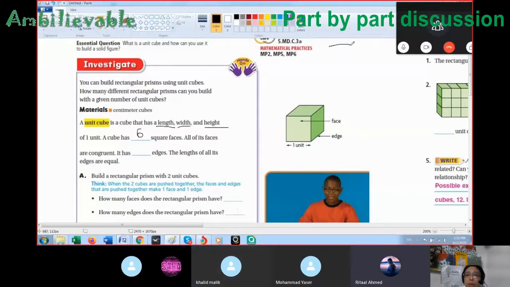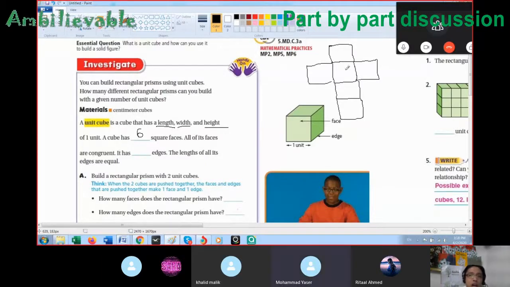Because if we are going to open this one, this is your top. This is your bottom, back. This is your bottom. And this is your front. This is your side. And that's your side. Okay? Understand? So that's how you shape this. If you shape this, it will be a cube, right? A cube, exactly. Okay, see, all of its faces are congruent.